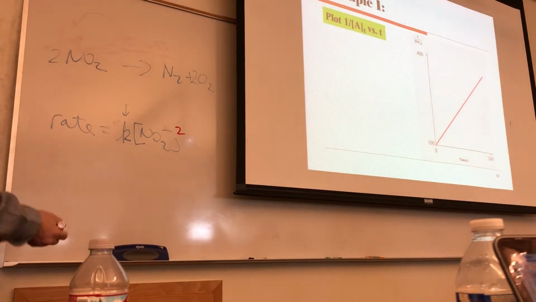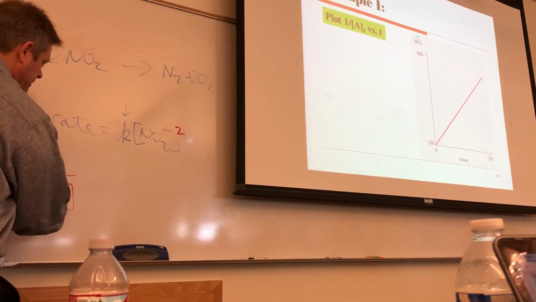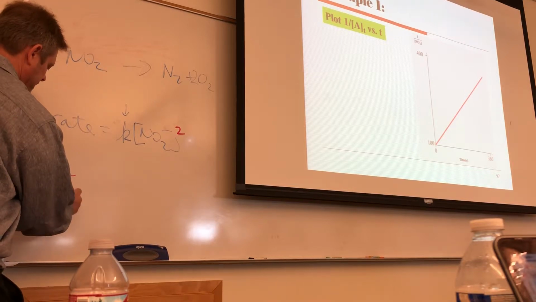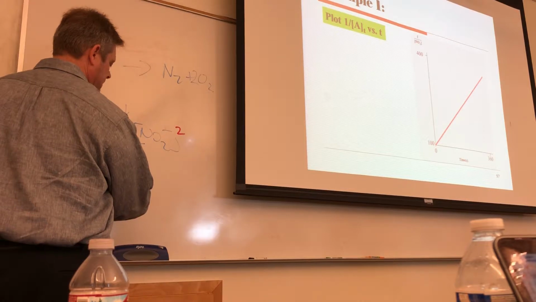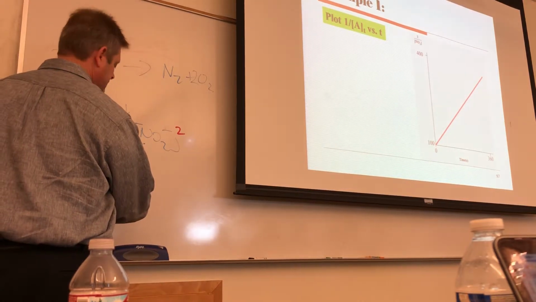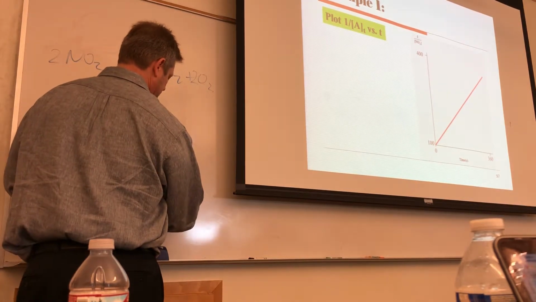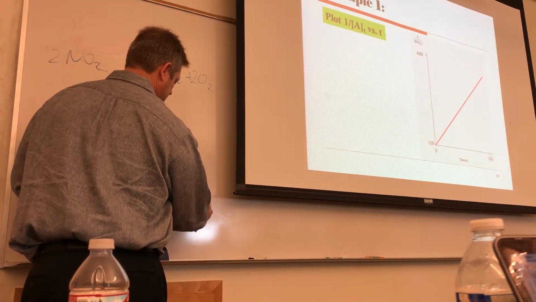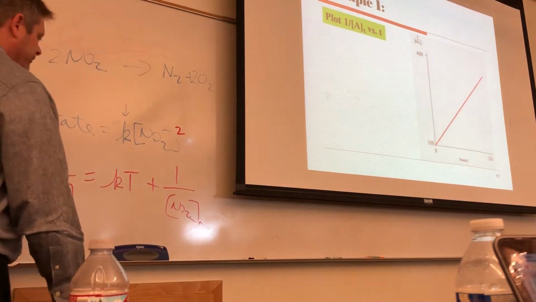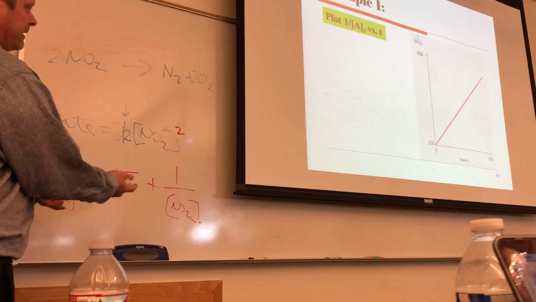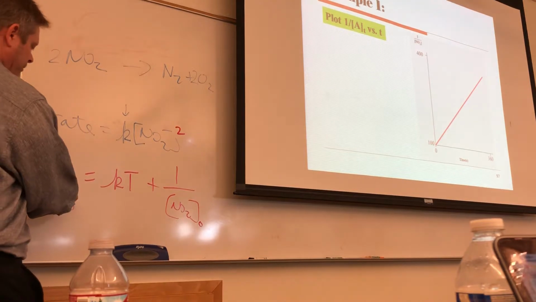Because that also means what? 1 over the concentration of NO2 equals what else? kt plus 1 over the initial concentration of NO2. Which one's initial? That one. Okay. So from that, can I potentially solve something? Yeah. Do I know different points of these?